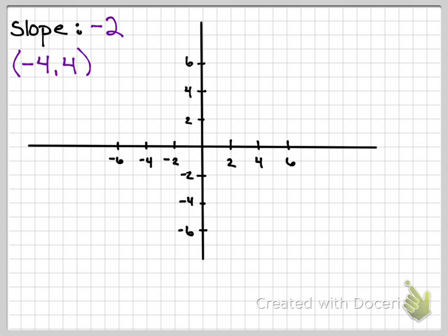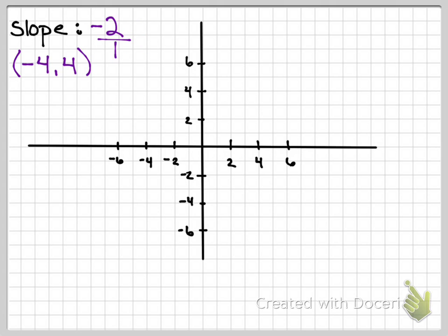Okay, did you plot it? You got it? Now we're going to use our slope, -2. But if it's a whole number, what can I put it over to make it a fraction? 1, because I've got to have a rise and a run, okay? So -2 is my rise and 1 is my run.